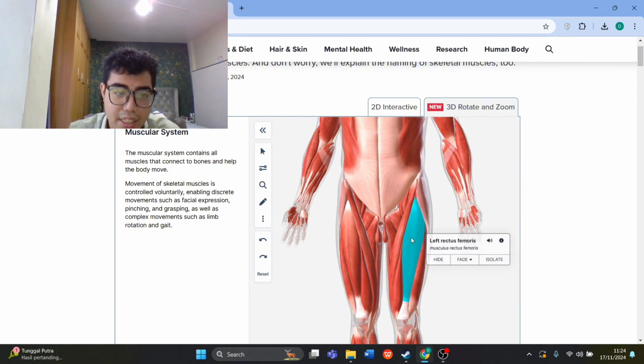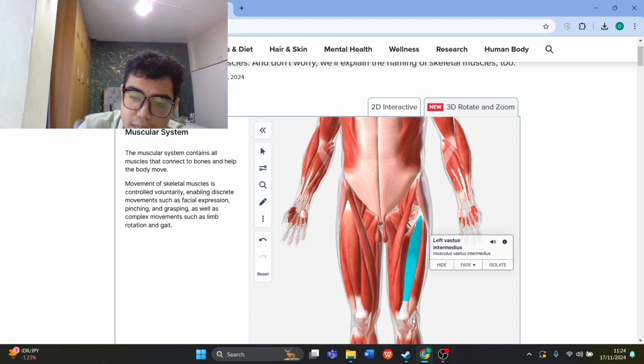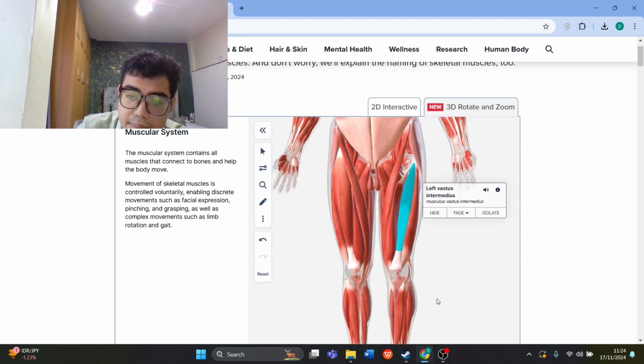The vastus lateralis originates from the trochanter major, while the vastus intermedius originates from the facies anterior of the humerus. Its insertion, all of these insert at the patella region right here. So let's see if we can find the vastus intermedius muscle over here. It's located deep within the knee.